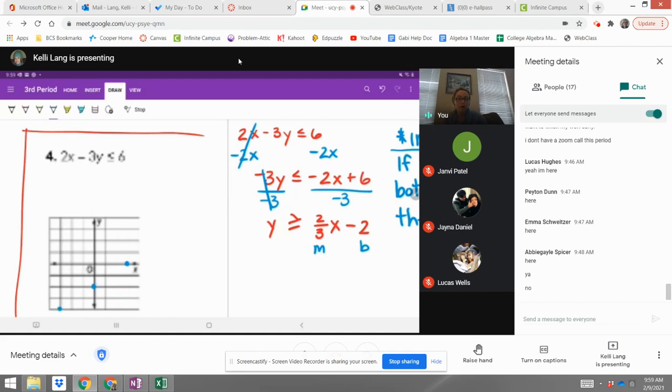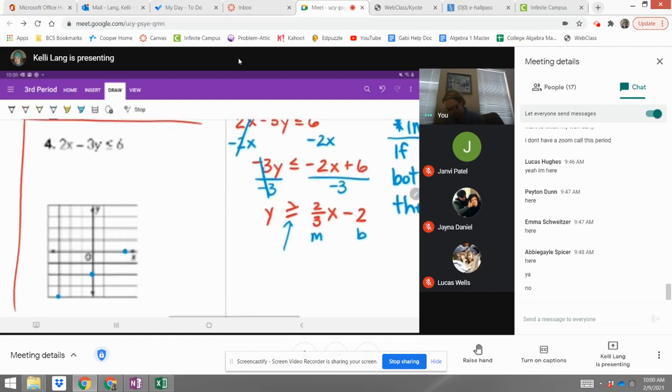Now it's time to draw our boundary line. Pay attention to whether we want a dotted or a solid line. Since our inequality has an equal to component, we're going to use a solid line. That's a terrible line that doesn't even really go through my points, but hopefully you understand what I'm trying to do there.